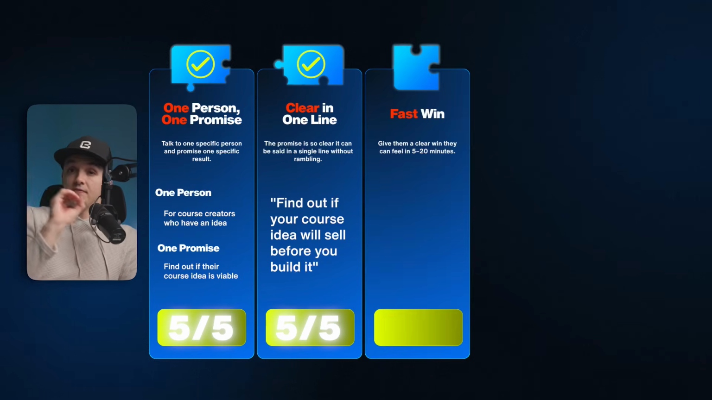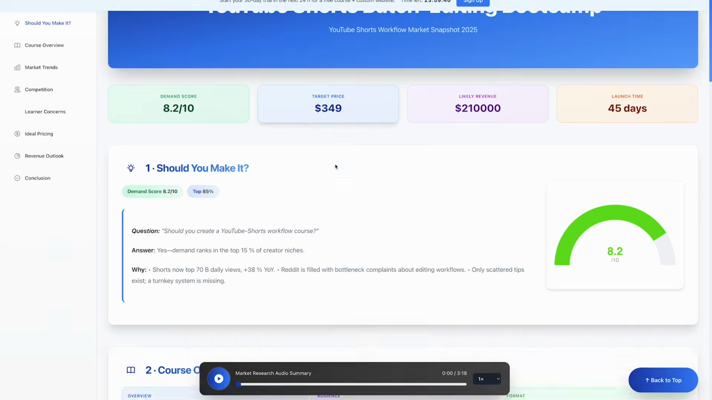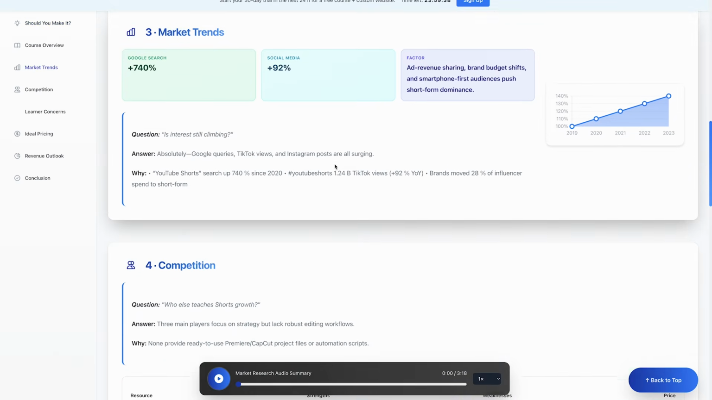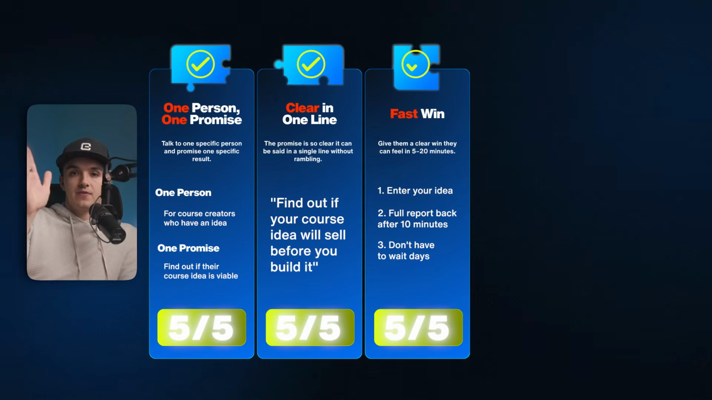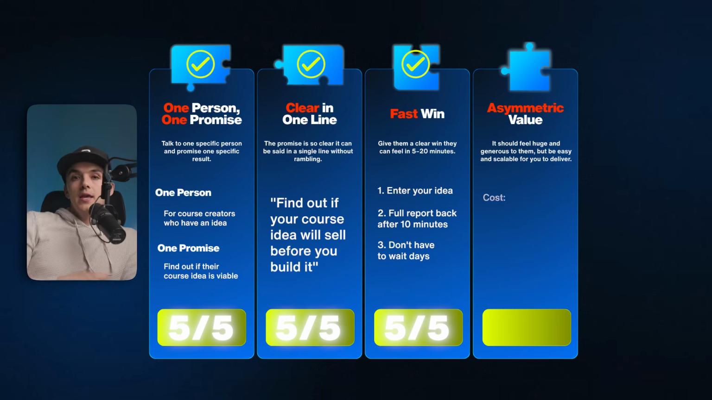Rule number 3, fast win. Enter your idea, get a full report back in under 10 minutes. You don't have to wait days to do a bunch of work yourself. 5 out of 5. Rule number 4, asymmetric value. It costs me pennies worth of AI credits to generate each report.